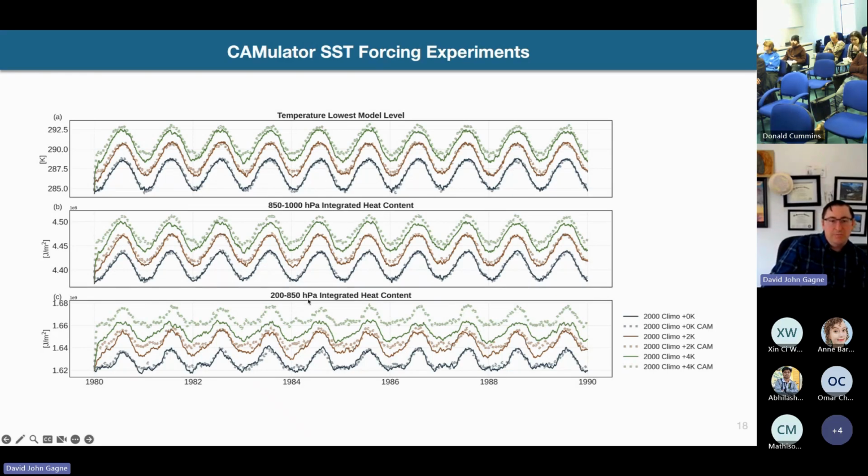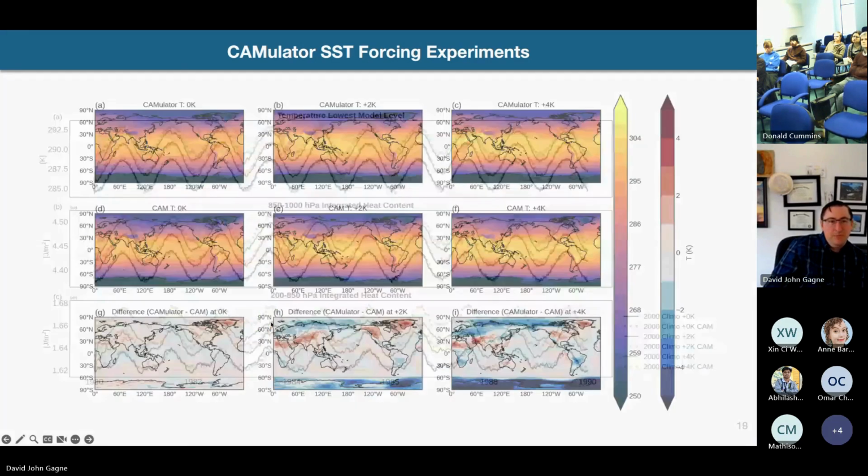As you go near surface, it does pretty well, with some more deviations. Once you get further into the atmosphere, like the 200 to 850 integrated heat content, we're definitely seeing some effects of underdoing the amount of heat content in the total atmosphere. So there's still room for improvement, but just from observed forcing, we are seeing some very promising results.